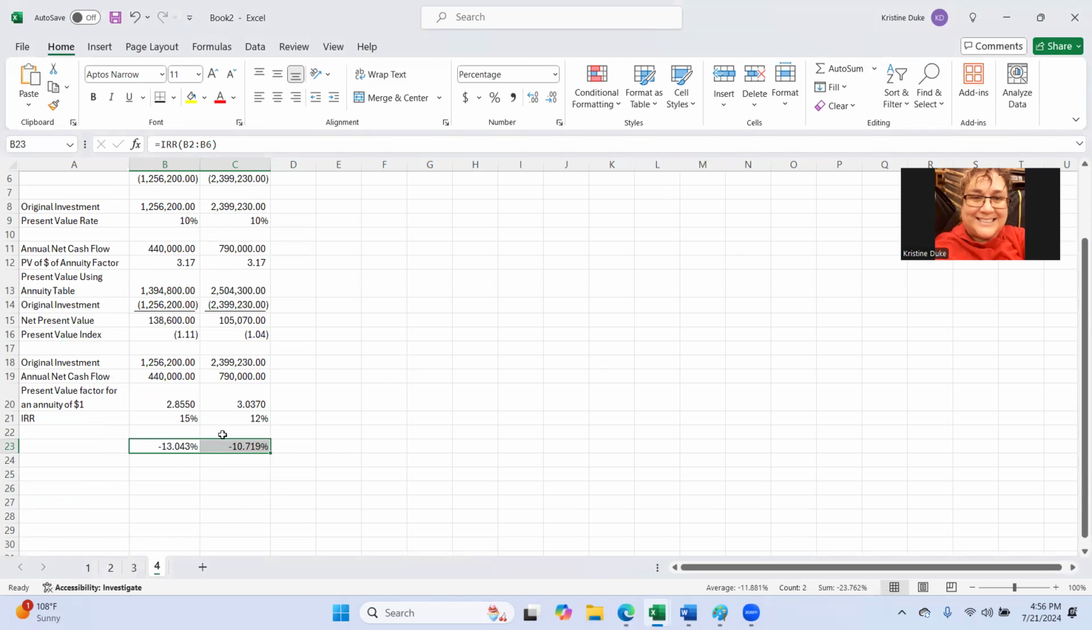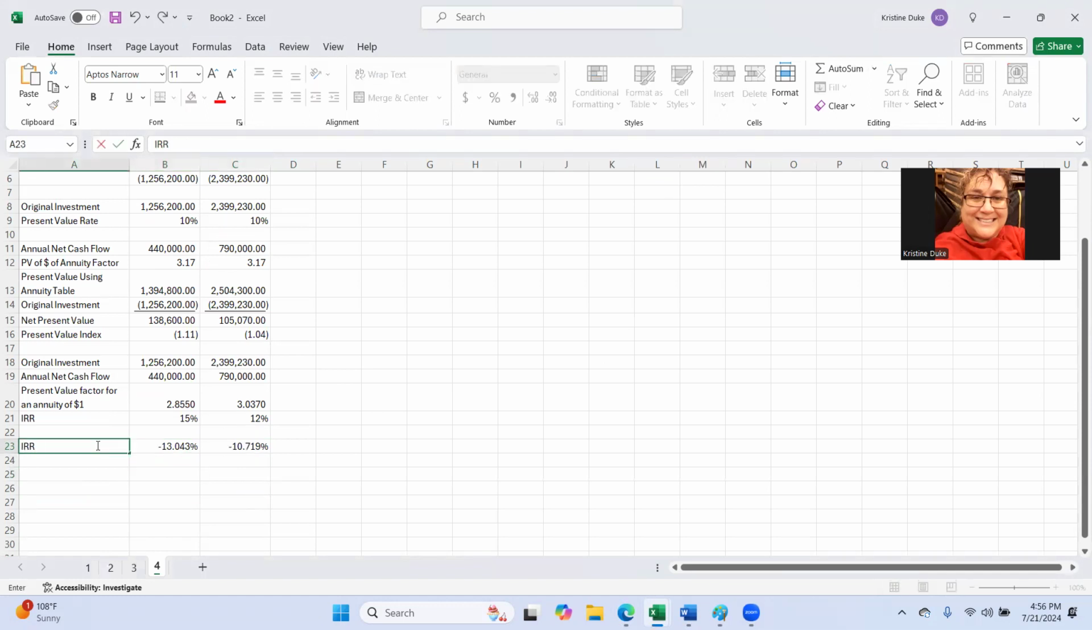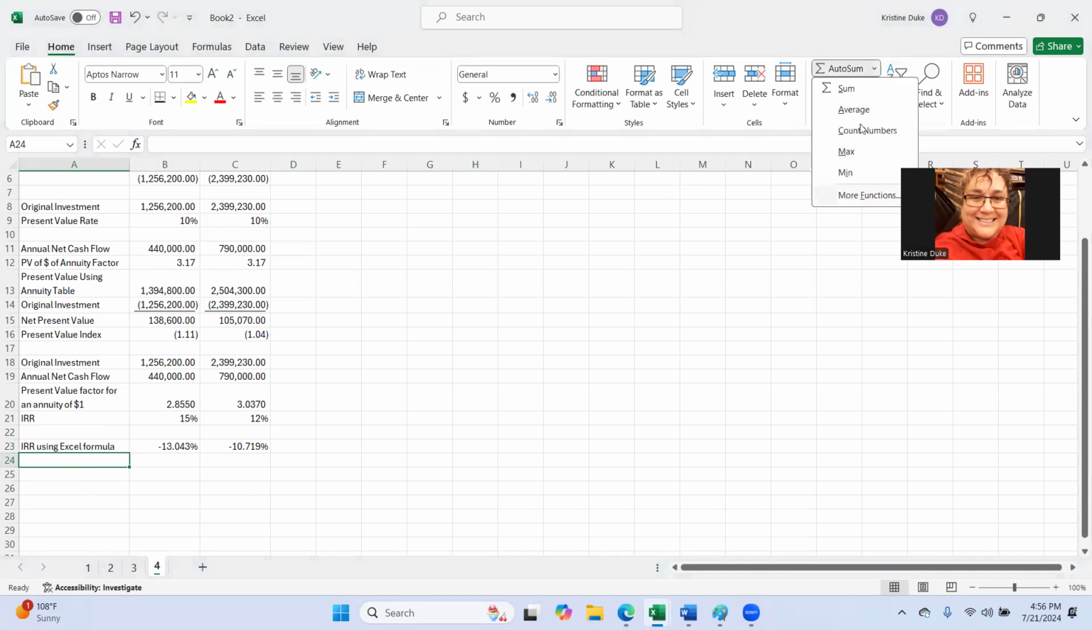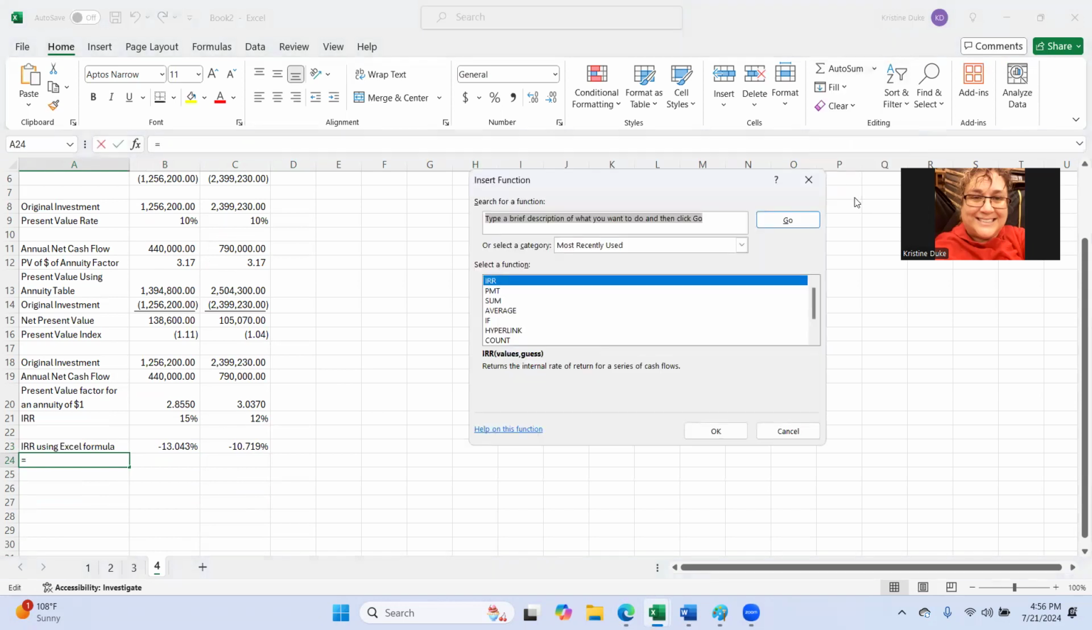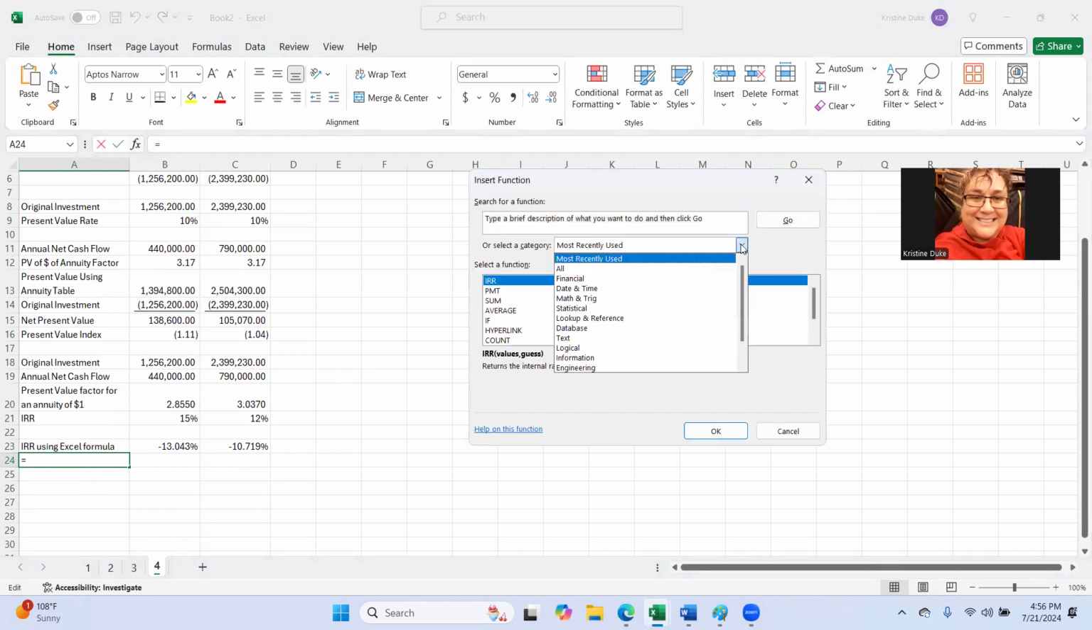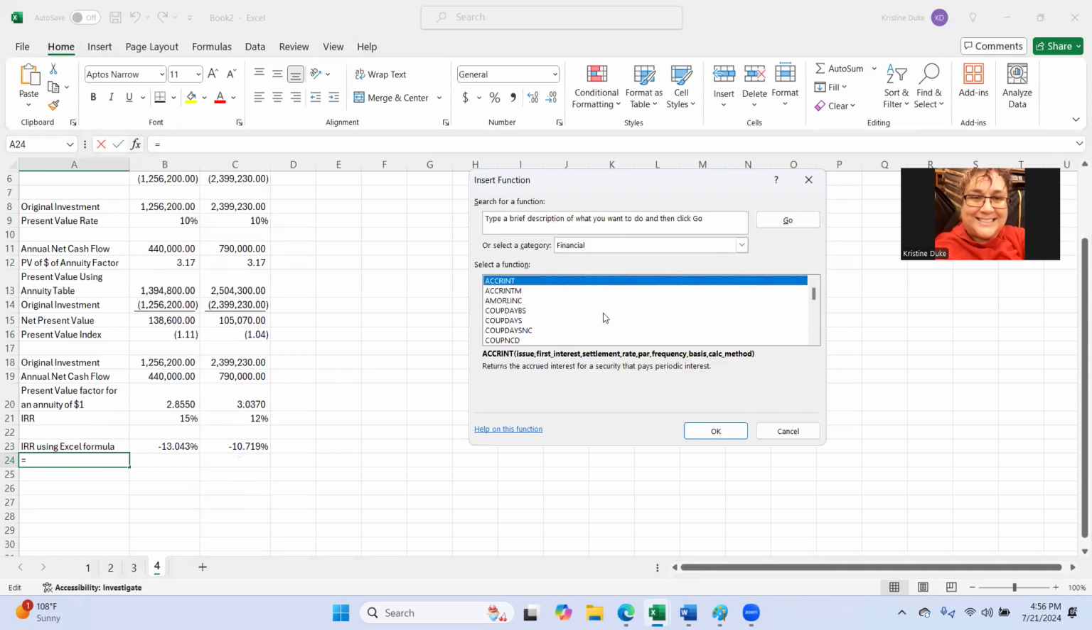That's what happened. Let's see if this is, I'm going to put IRR using Excel formula, because we know there's a lot of rounding going on. So I'm going to have some fun and go to more functions, because why not? We're going to look at financial. And so we know we got the IRR.